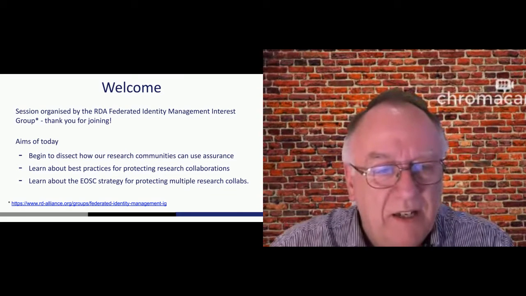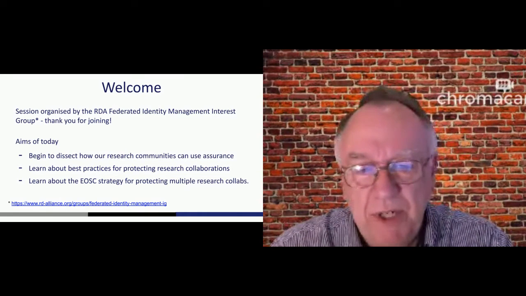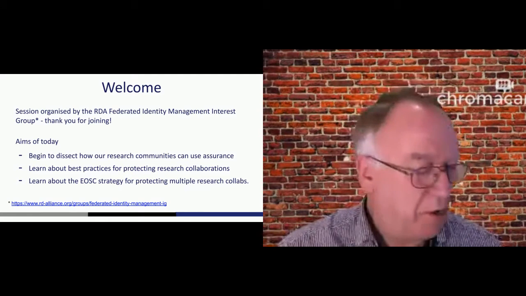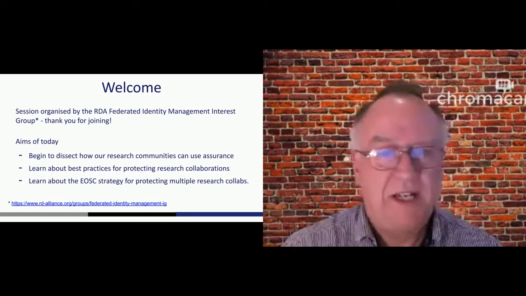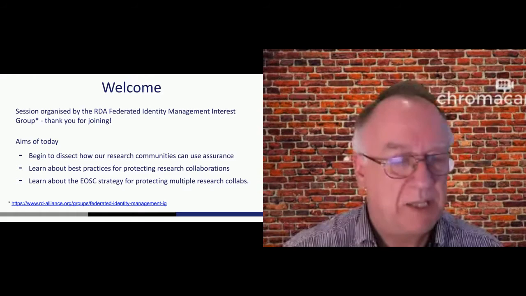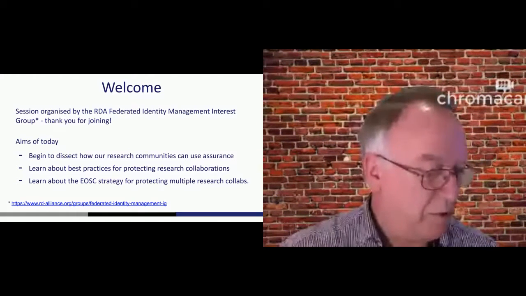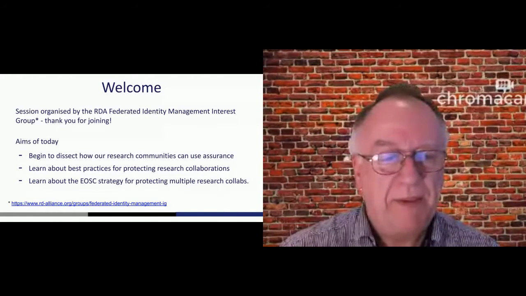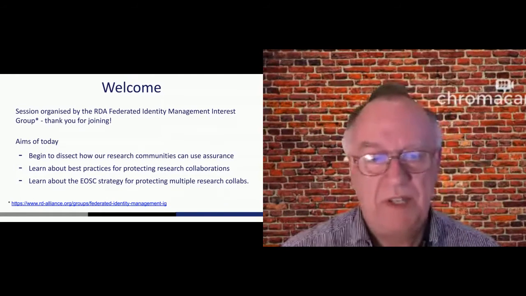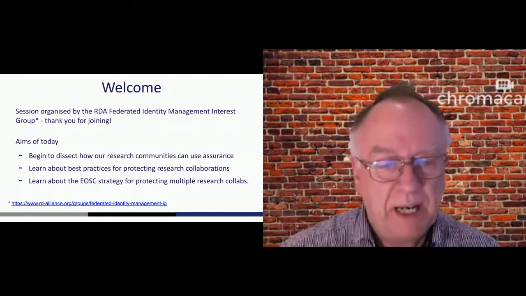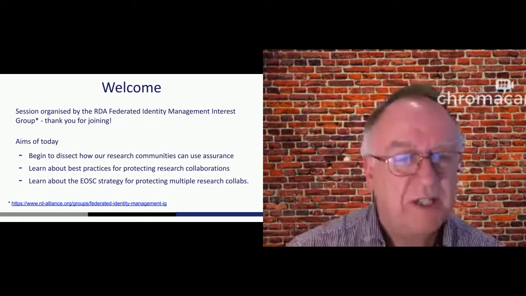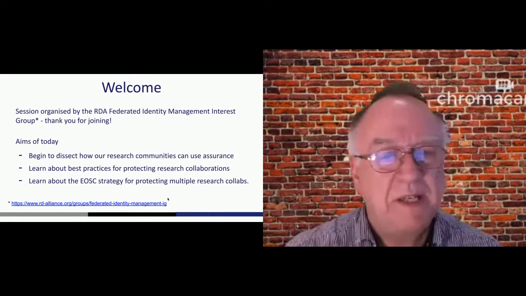The aims today are to begin to dissect how our research communities can use assurance. Now, assurance is one of those important aspects of authentication. What is the quality of the identity proofing? What's the quality of the authentication credential, etc.? And Hannah will tell us more about that. And then we're going to have two talks. One looking at the best practices for protecting research collaborations coming out of the work of the AARC project, and then learning about the EOSC strategy for protecting multiple research collaborations and infrastructures, the two aspects. And then there'll be some time for discussion.